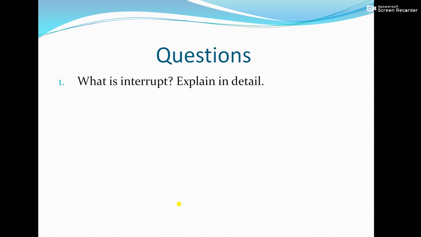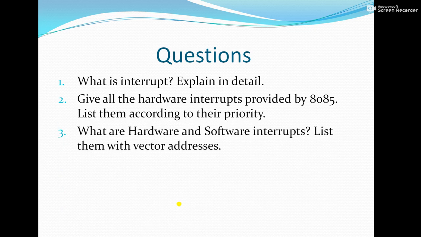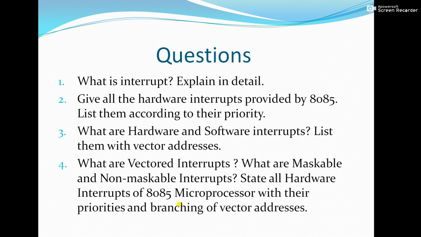Question number 1 is, what is interrupt? Explain in detail. Question can be asked like, give all the hardware interrupts provided by 8085 and list them according to their priority. Third question, what are hardware and software interrupts? List them with vector addresses. What are vector interrupts? What are maskable and non-maskable interrupts? State all hardware interrupts of 8085 microprocessor with their priorities and branching of vector addresses.